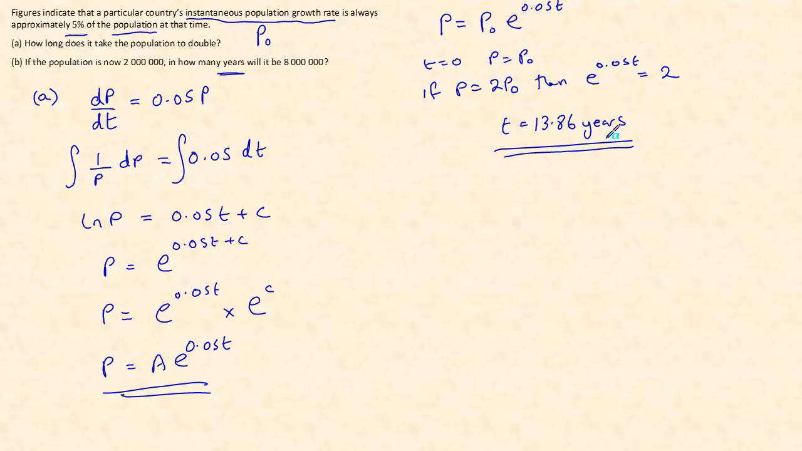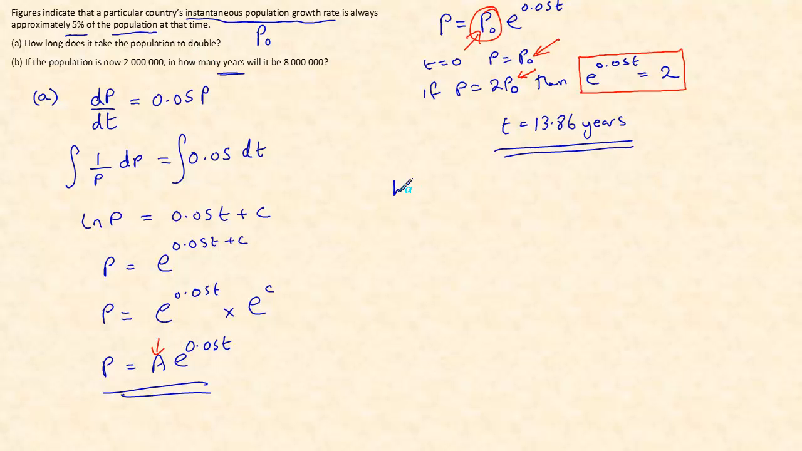Now I should point out here that although we went from p0 to 2p0, this would work with any particular point in the population. We could have taken this to be 1 million or something, and then we'd be looking for 2 million. So in any case, we'd always be solving this. We'd want twice whatever we put for p0, or whatever we put for a.